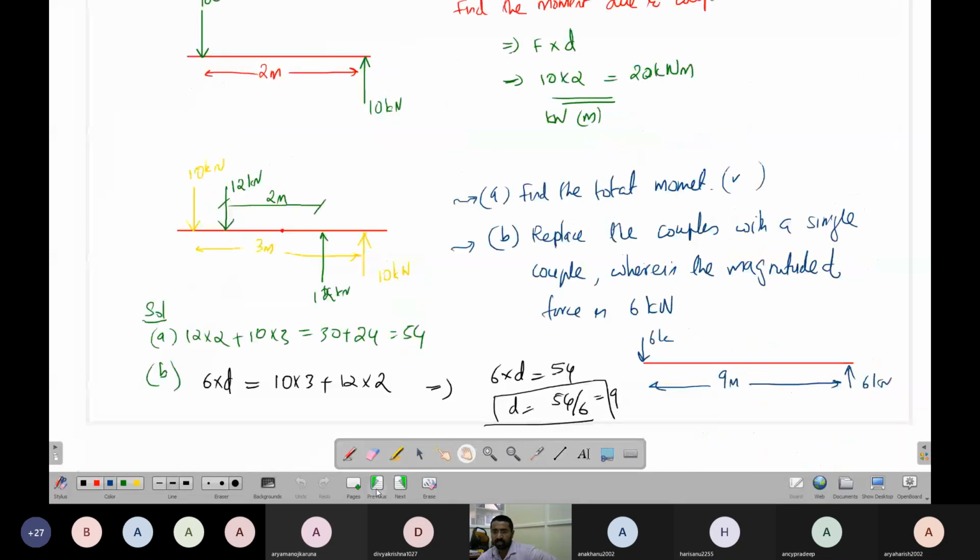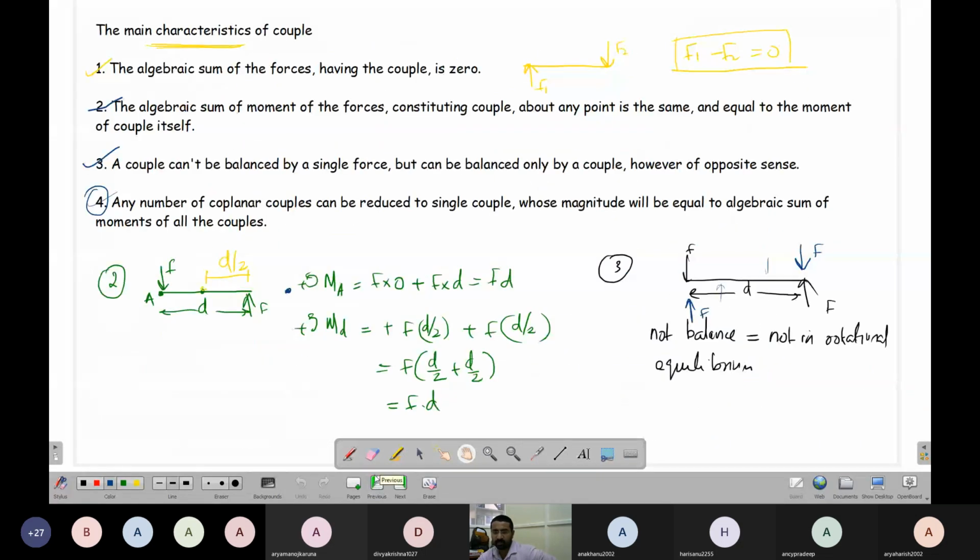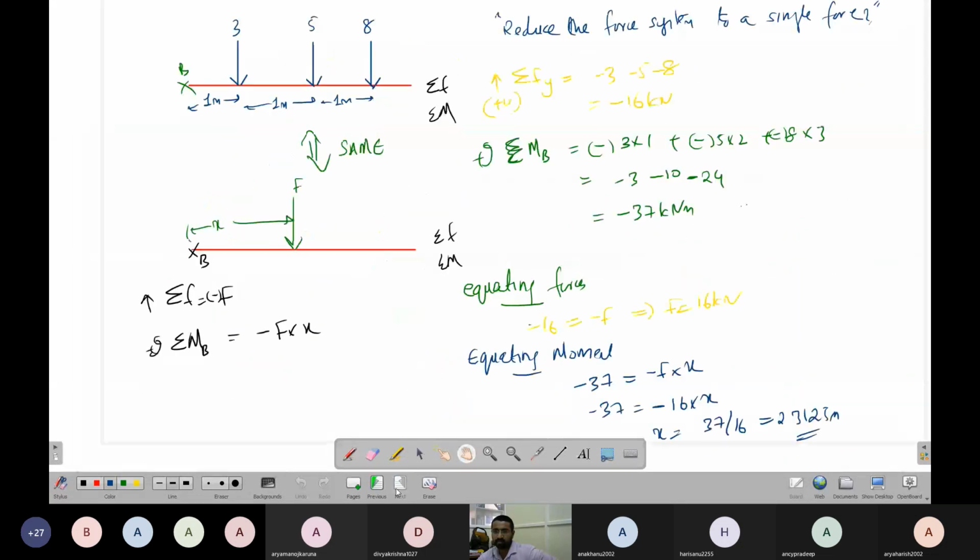So the important thing about today's class is what a couple is. You should know the characteristics of a couple, which I hope you have understood, and how to find the equivalent force, when a force is replaced by an equivalent force.